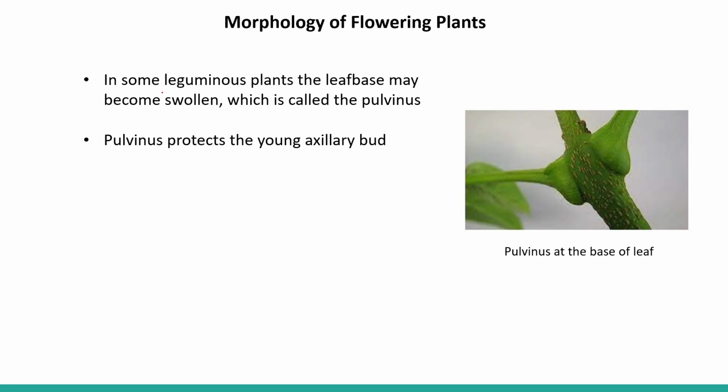In some leguminous plants, very important, the leaf base may become swollen, which is called pulvinus. Very important: the leaf base becomes swollen. Like this, you can see here, the swollen leaf base, and this is called pulvinus. Pulvinus protects the young axillary bud. So axillary buds are there, and the pulvinus protects that axillary bud.